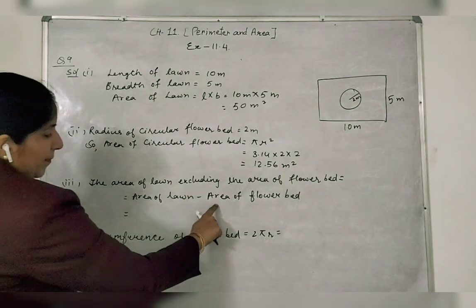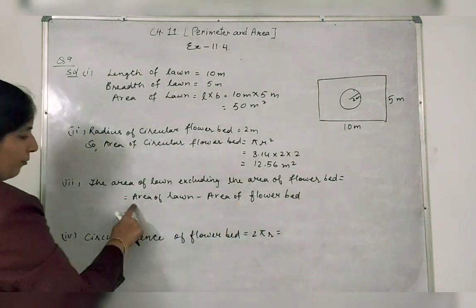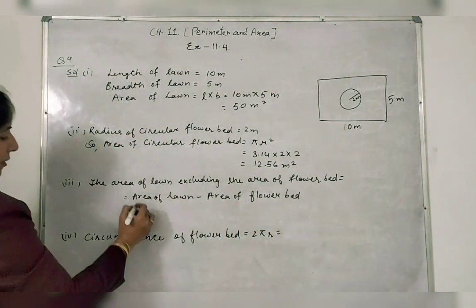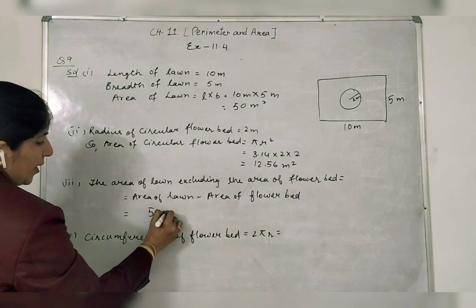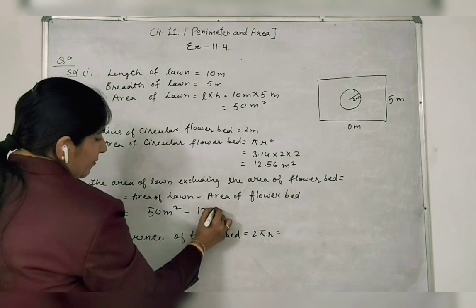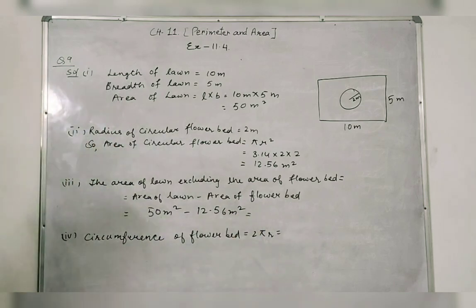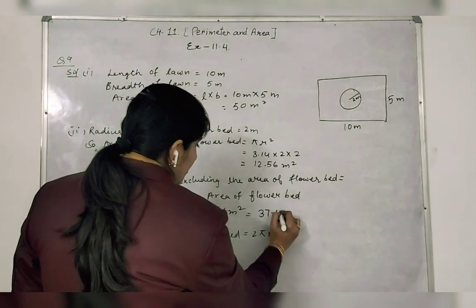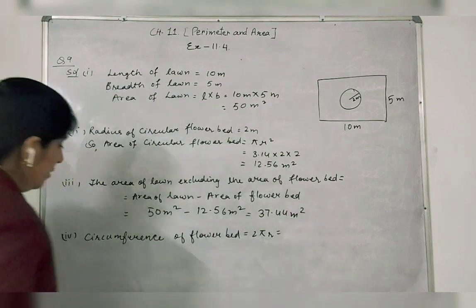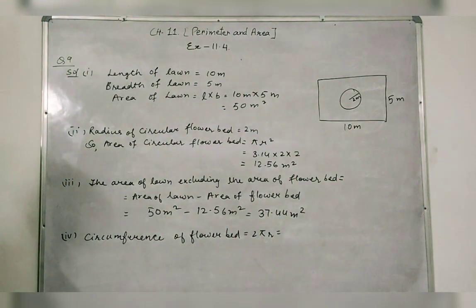Now we need to calculate the area of the lawn excluding the area of the flower bed. That we can calculate by subtracting the area of the flower bed from the area of the lawn. So the area of the lawn is 50 meter square minus 12.56 meter square. So the area of the lawn excluding the area of the flower bed will be 37.44 meter square.